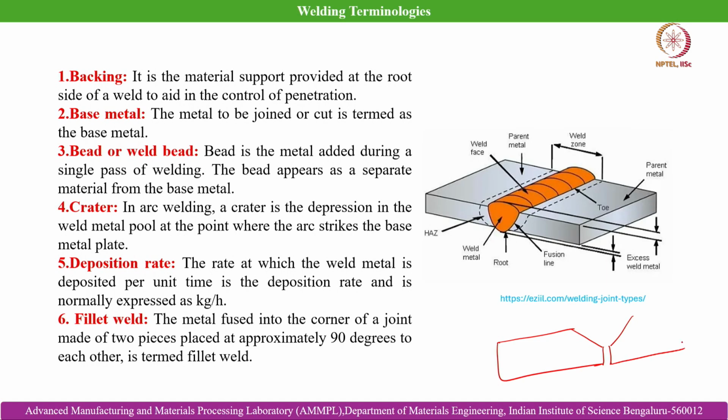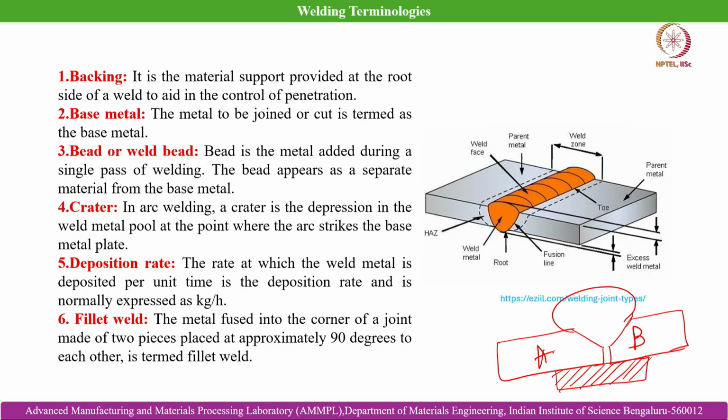So, again this is plate A and this is plate B and we are achieving a single V butt joint. Then if we provide a plate at the base of these two adjoining plates which are going to be joined by the butt welding technique, this is basically the backing that can be provided to achieve the desired weld in a proper manner. And number 2 is the base metal. The metal to be joined or cut is termed the base metal.